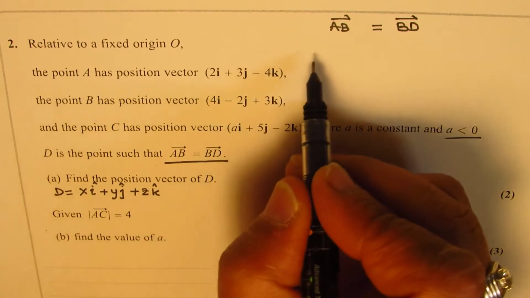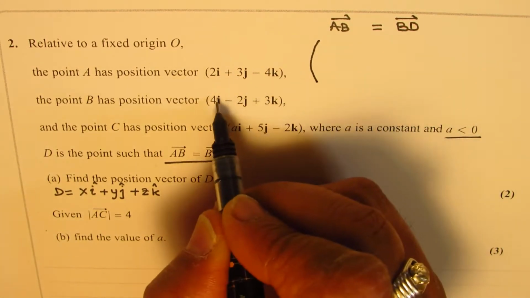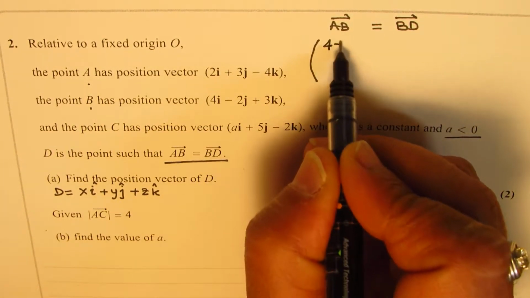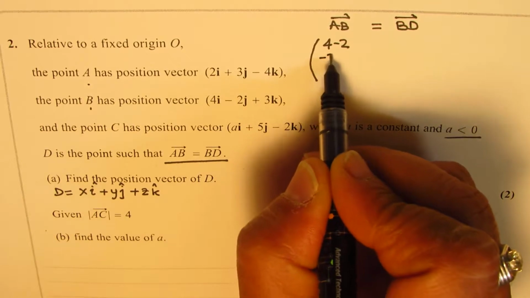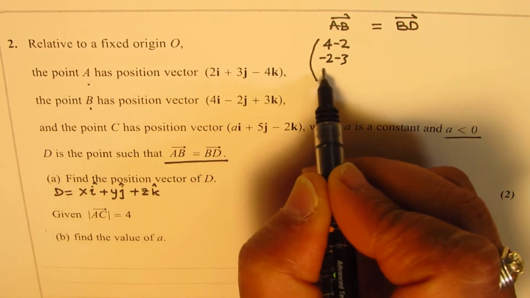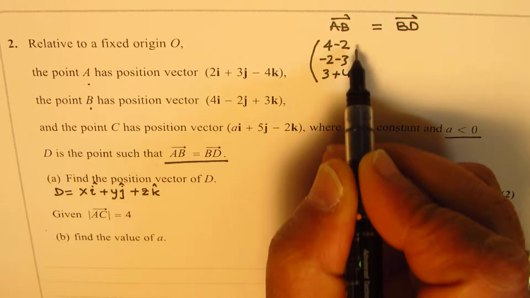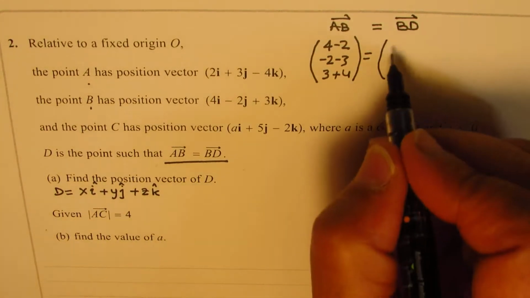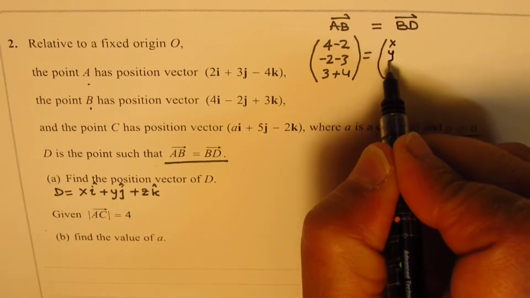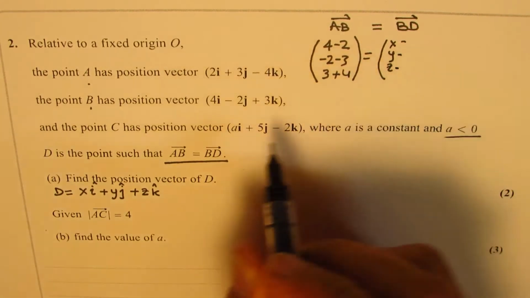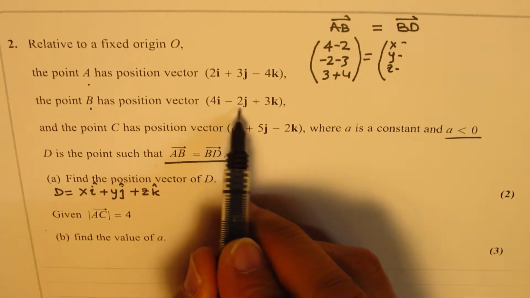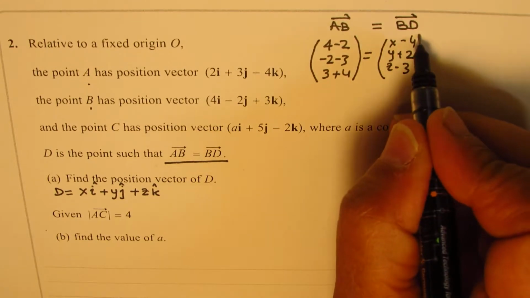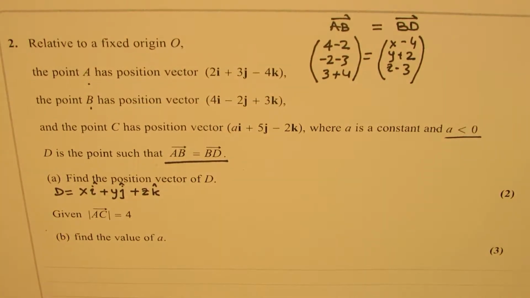So we could write here 4 minus 2, this is B and this is A, so 4 minus 2, then minus 2 minus 3, and 3 minus minus 4, which becomes plus 4, equals BD. So x, y, z are D components, and from here we take away the B components, which are 4, minus 2, 3. So 4 minus 2 makes this, and then 3. Clear? So that is what it means.